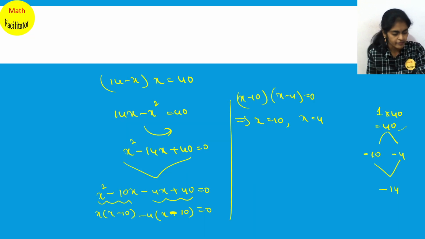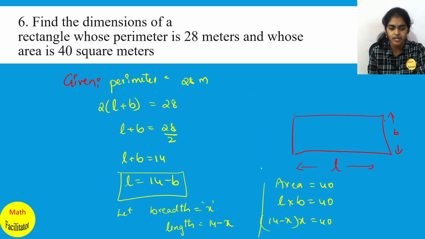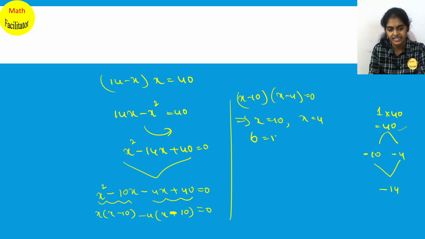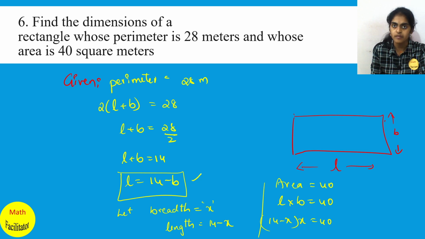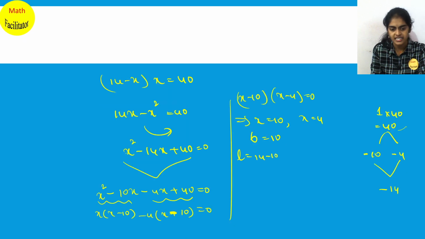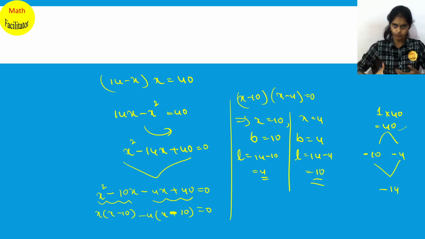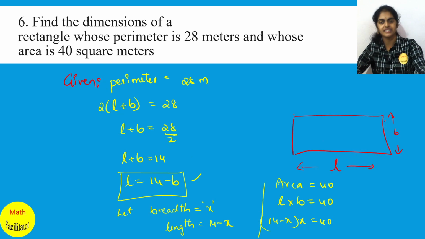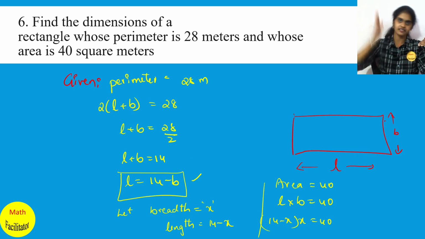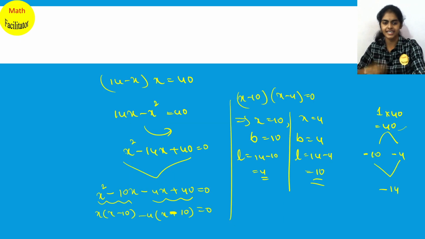See here, if you are taking x equal to 10, x is nothing but breadth. So if you are taking breadth as 10, your length will be what? Length is nothing but 14 minus breadth. So 14 minus 10, you will get length as 4. If you are taking breadth as 4, your length will be 14 minus 4, length will be 10. So conventionally, with the rule from childhood, whatever you have learned, length is always the longest side, breadth is the width, the shorter one. So if you are going to take it that way, the second answer will be correct.